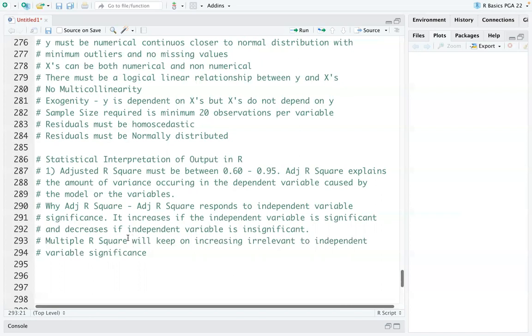But why we choose adjusted R square is, adjusted R square responds to the independent variable significance. It increases if the independent variable is significant and decreases if the independent variable is insignificant. Whereas multiple R square will always keep on increasing irrelevant of the independent variable significance. So when you check the regression output, the first thing you should always check for is the adjusted R square.